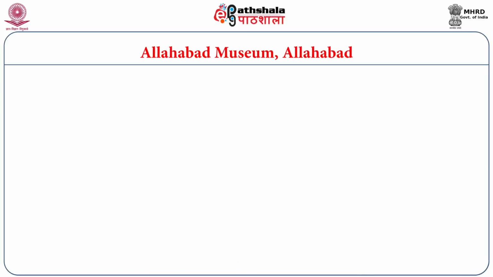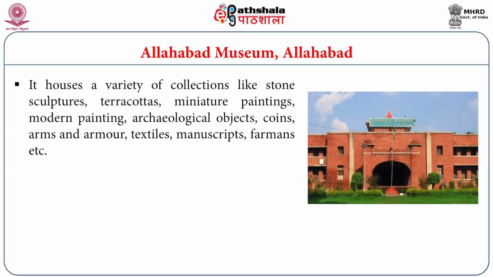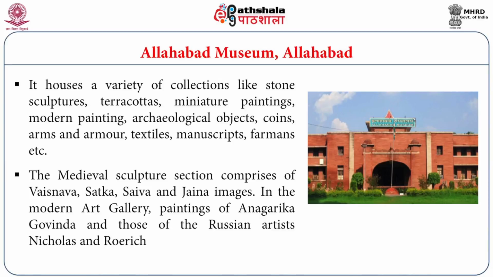Allahabad Museum houses a variety of collections like stone sculptures, terracottas, miniatures, paintings, modern paintings, archaeological objects, coins, arms and ammo, textiles, manuscripts, and farmans in written and print format. The medieval sculpture section comprises Vaishnavite, Shakta, Saiva, and Jaina images, reflecting the religious history of India. In the modern art gallery, the paintings of Anagarika Govinda, a Buddhist, and those of the Russian artists Nicholas and Roerich. This is a must-see destination in Allahabad.